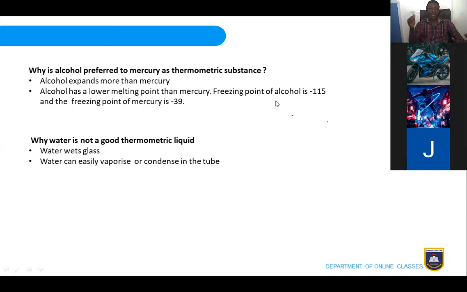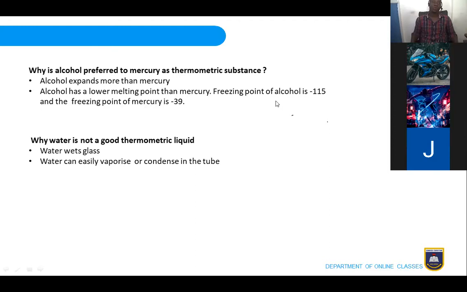So you can see that alcohol expands more than mercury. Mercury takes a longer period of time to expand, because it takes a longer period of time for it to reach its boiling point.